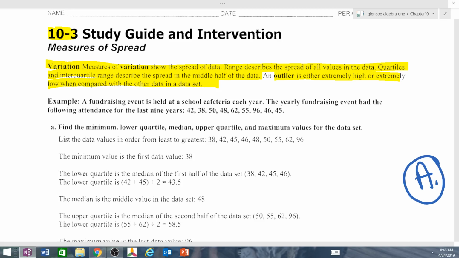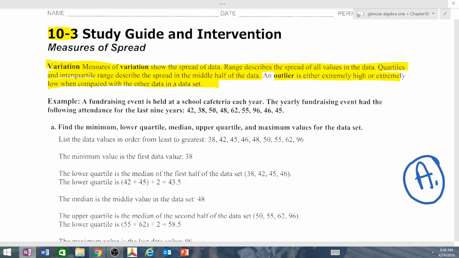We already talked about the range. The range is the difference between the highest number in a set of data and the lowest number in the set of data. Quartiles and interquartile range describe the spread in the middle half of the data. And then we have something which is called an outlier. An outlier is either an extremely high or an extremely low value when compared with other data in a set.